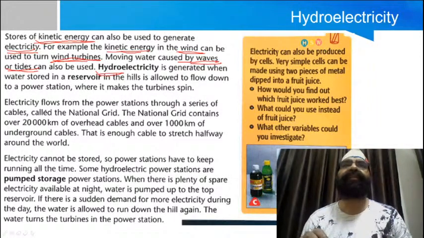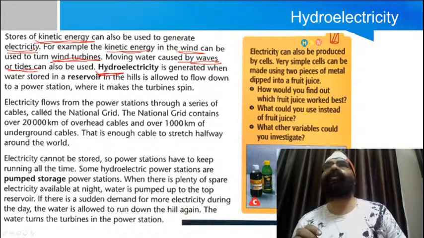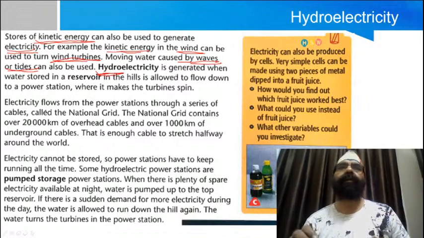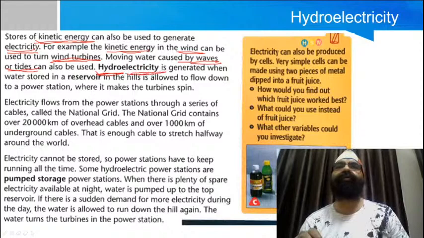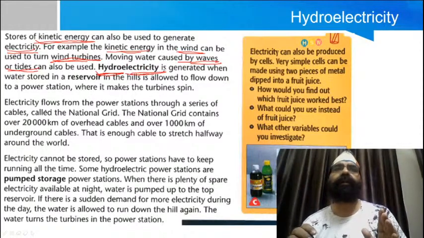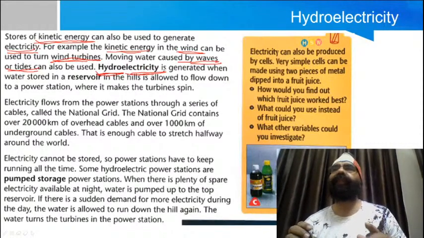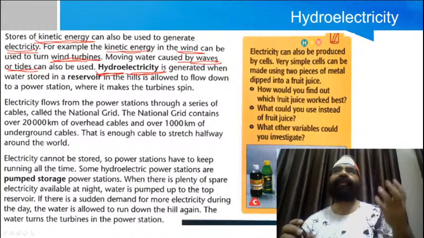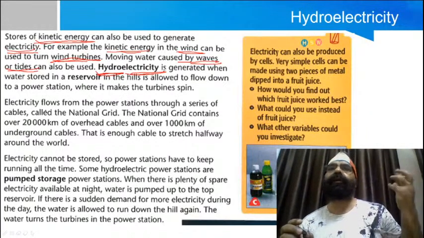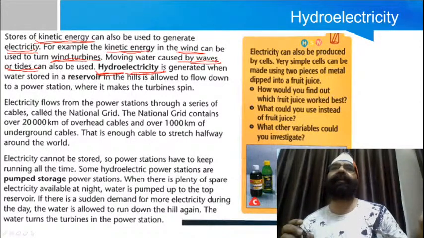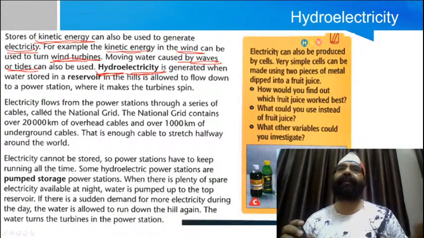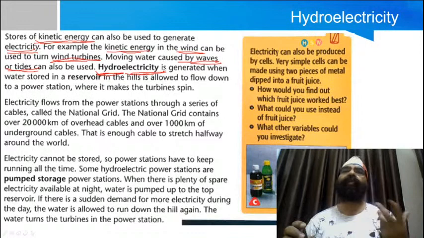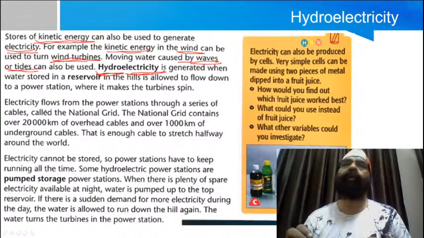Okay, now we go to hydroelectricity. Hydro means water. Electricity generated out of water, by the flow of water, is known as hydroelectricity. Very simple. If I use the flow of water to generate electricity, it's known as hydroelectricity. How do I do it?